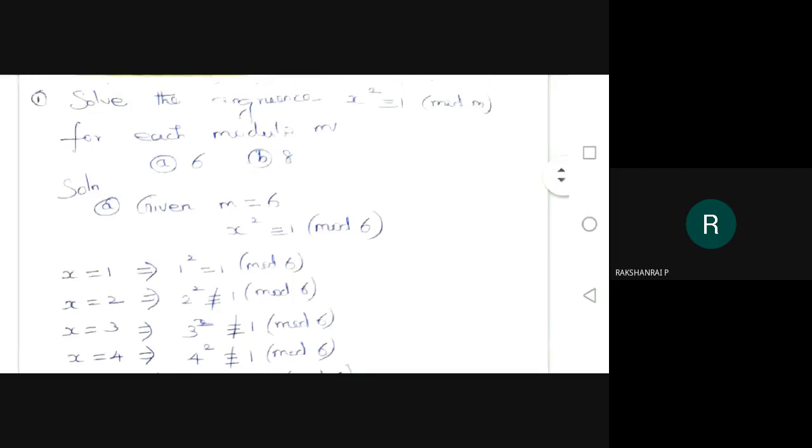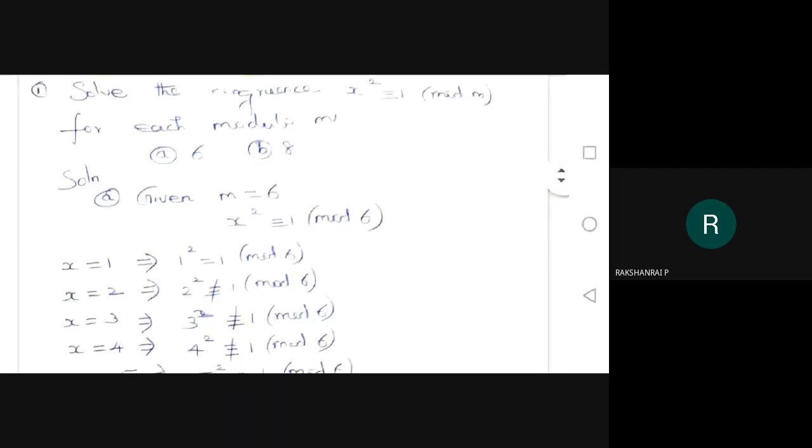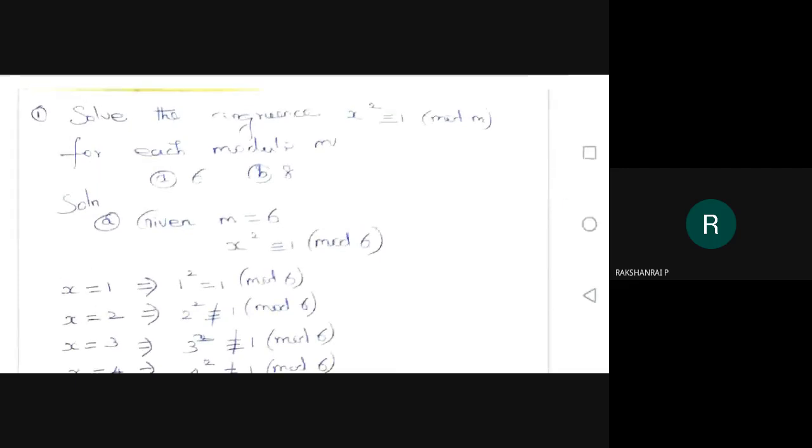Then another mod value, 8. So we are going to find the solution of the congruence x square congruent to 1 under mod 8.